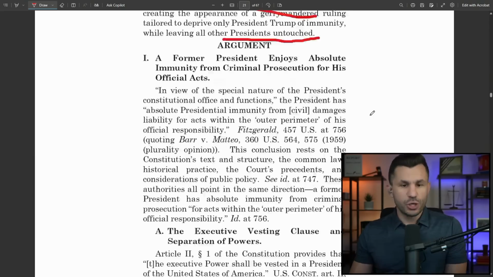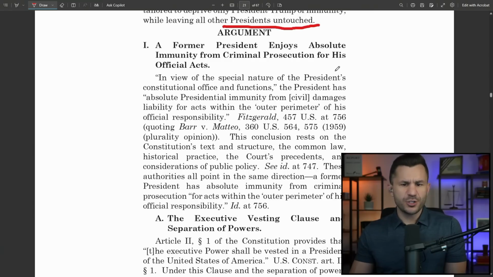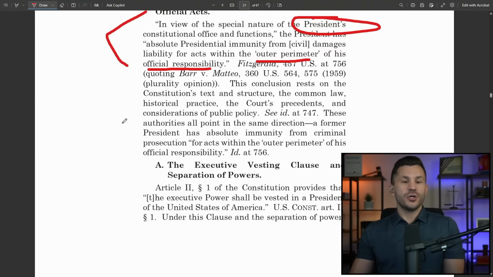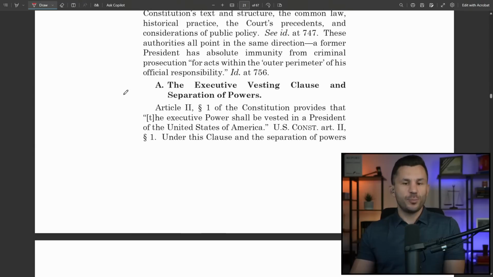Now, here's the argument. We have Trump's defense arguing to the Supreme Court that a former president enjoys absolute immunity from criminal prosecution. They say, in view of the special nature of the president's office and functions, absolute immunity is necessary for anything within the outer perimeter of his official responsibility. That's a U.S. Supreme Court case. The conclusion rests on the Constitution's text and structure. They all point the same direction. A former president has absolute immunity from criminal prosecution.